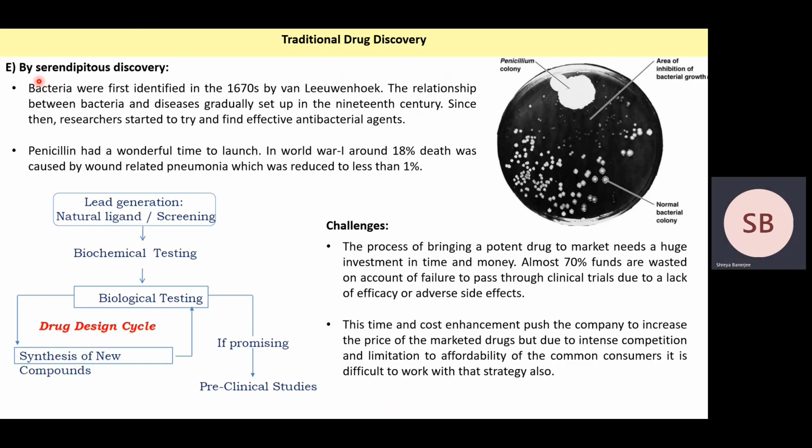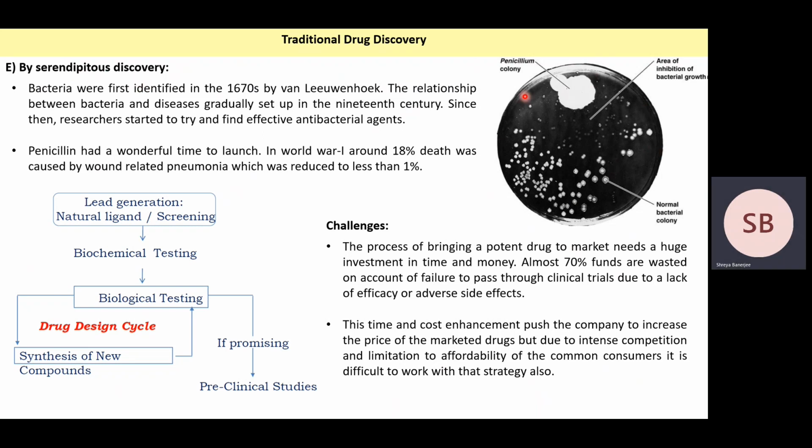The final kind of traditional drug discovery is by serendipitous discovery. As you know, bacteria were first identified in the 1670s by Van Leeuwenhoek, and the relationship between bacteria and diseases was gradually established in the 19th century. Since that time, researchers have tried to find effective antibacterial agents. It was during this time that penicillin was discovered, and it was completely by accident, and that is why it is called serendipitous discovery.